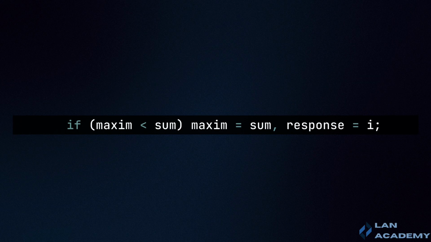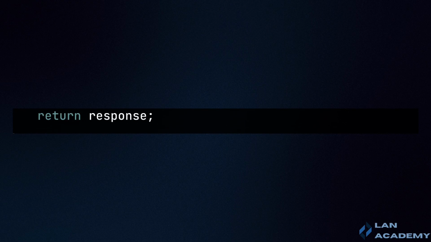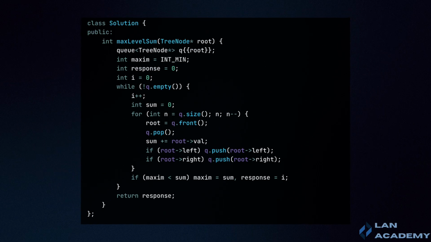After processing all nodes at the current level, we will compare the sum with max. If the current sum is greater, we will update max and store the current level in response. This way, we keep track of the level with the highest sum encountered so far. After traversing all levels of the tree, the maxLevelSum function will return the level with the highest sum. This approach guarantees that we process all levels methodically and accurately identify the level with the highest sum.